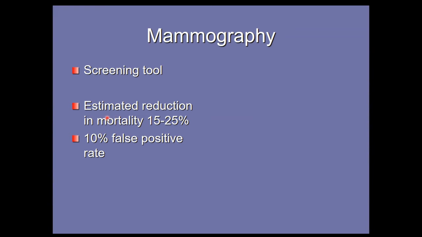For that reason, there is an estimated reduction in mortality up to 35%. There is decreased mortality in cases of breast cancer up to 25%, and 10% false positive. So sometimes we see a mass, we think that this is a breast cancer, but it turned out to be a benign pathology. So there are chances of 10% false positive. But still, there is a lot of advantage of doing mammography.